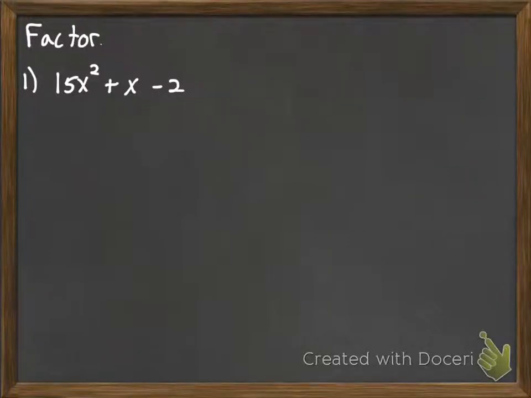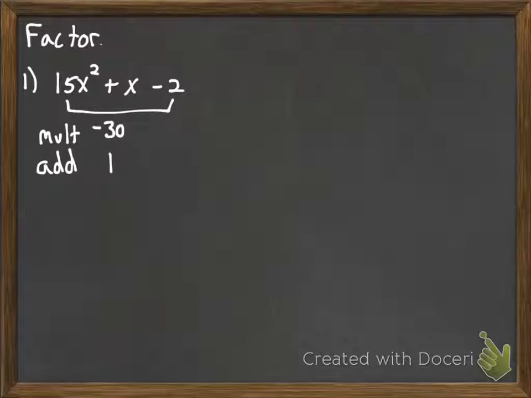Okay, so now we're going to continue and look at some more examples. And so remember that we need to multiply the product of the squared term and the number term, because that's how we're going to unlock what those middle terms need to be rewritten as. So we need things that multiply in this case to be negative 30, and then add to be the middle term, which in this case is 1.